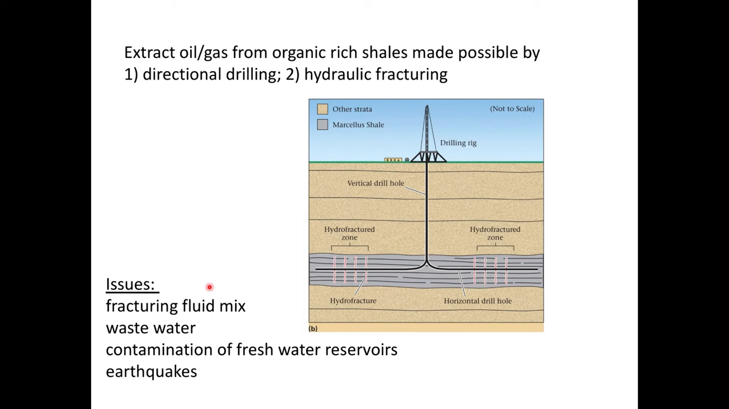and then they can extract the oil and natural gas. Now, again, there are lots of challenges here. In addition to water and sand, they're using different chemicals referred to here as a fracturing fluid. These have been shown to cause contamination in some areas. That wastewater or flowback water has to be treated. There's the potential for contamination of freshwater reservoirs, and I mentioned earthquakes. So certainly a lot of potential for environmental degradation.